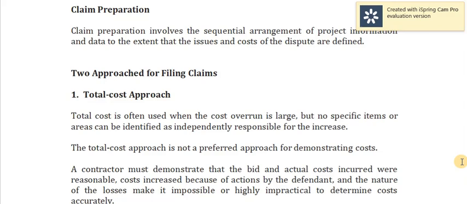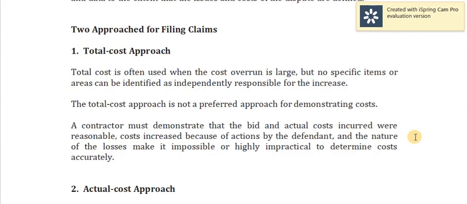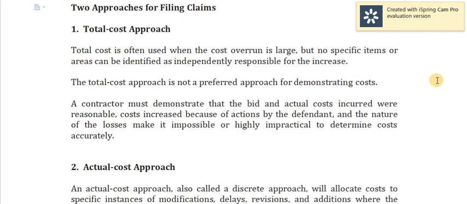Kunwari, naging 1.5. Ngayon, si contractor, magfa-file siya ng claim. Siyempre, grabe, 500K, tapos ititiway mo lang, 'di ba? Siyempre, hindi. Magfa-file ka ng claim para bayaran ka ni owner. So, we have two approaches. Two approaches for filing claims. Number 1 is total cost approach, and number 2 is actual cost approach.